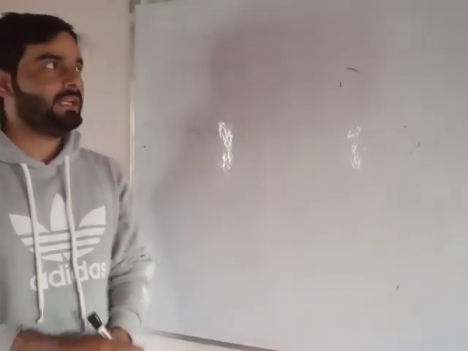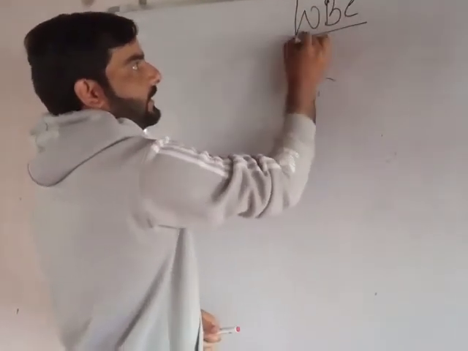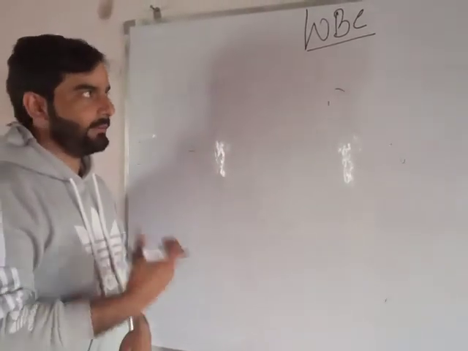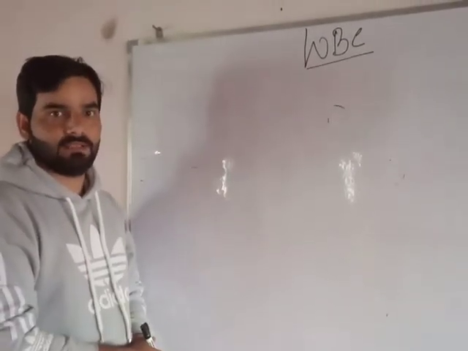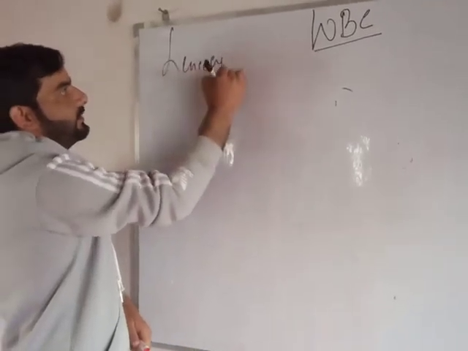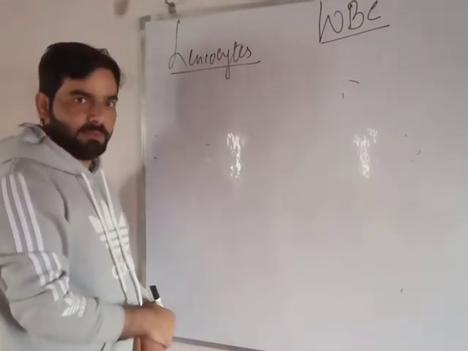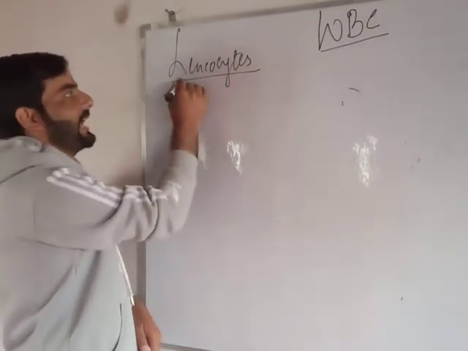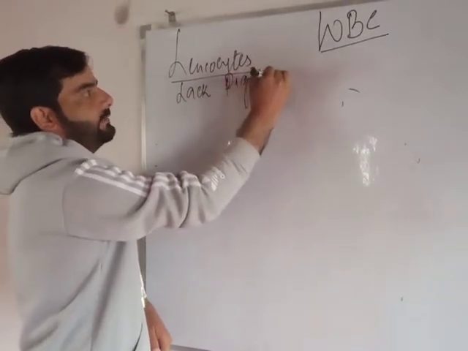Today we will see one more cell of blood, that is called WBC. WBC is called white blood cell. You remember one more thing, they are actually colorless cells, but we call them white blood cells. They are also called leukocytes. WBCs are white blood cells. Why are they colorless? Because they lack pigments.